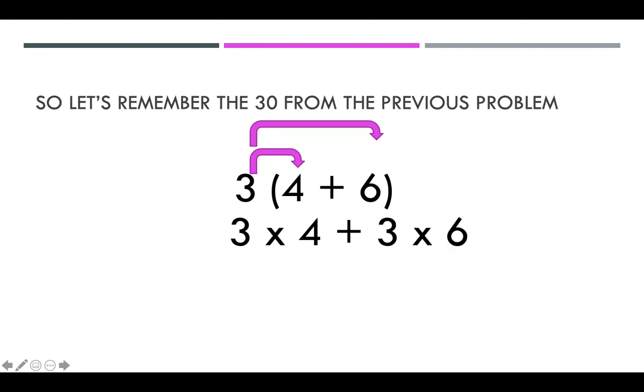So what that gives us then is 3 times 4, which I have here. We keep our plus sign, that comes next, and then 3 times 6. So that comes next. We know that 3 times 4 is 12, and then we know that 3 times 6 is 18. So now we're left with 12 plus 18. And what do you know? 12 plus 18, again, equals 30. So either way that you solve this, you're going to get the same answer.